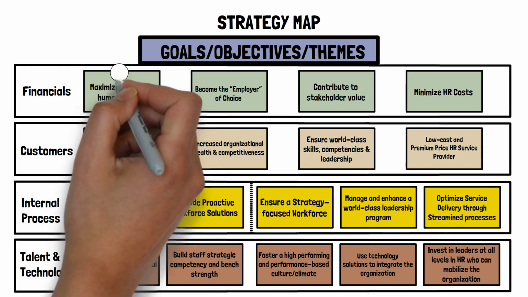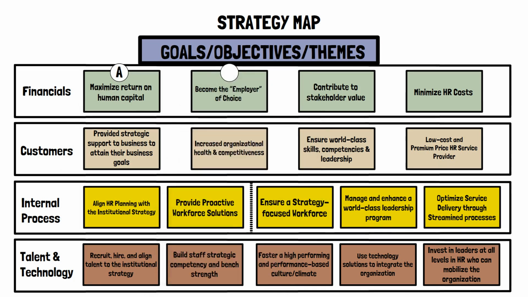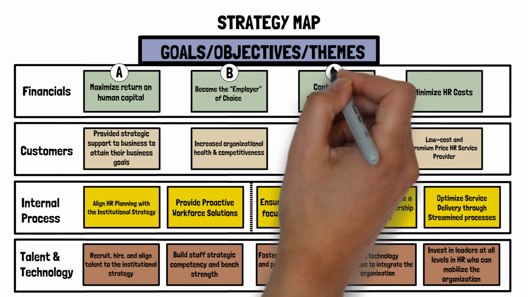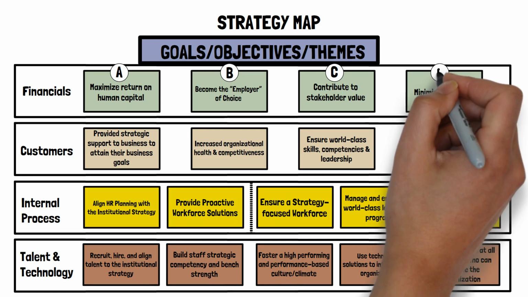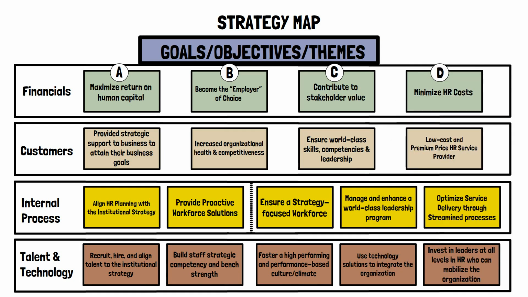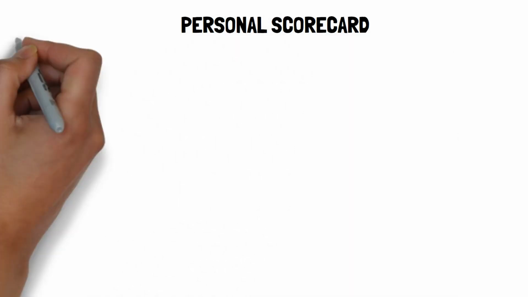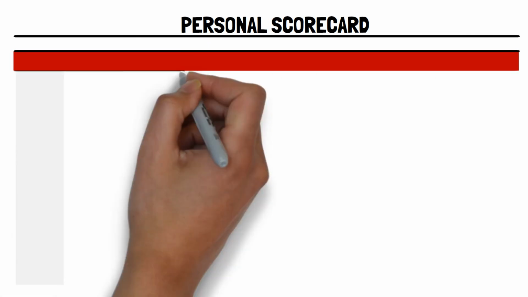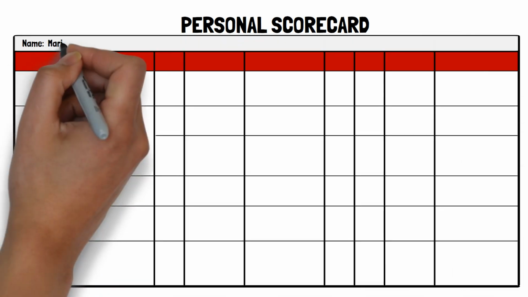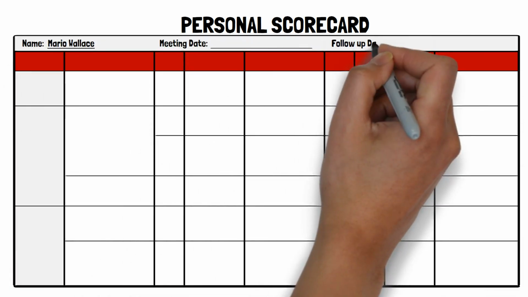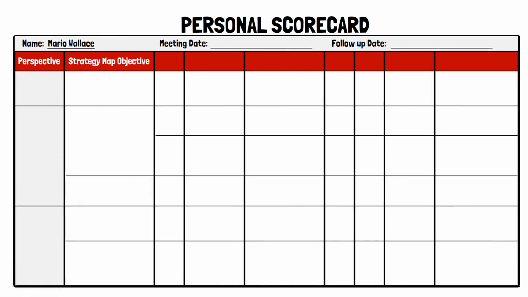For example, Employee A, Employee B, Employee C, Employee D. You must go through these activities first, and once you have determined this, then you build out the personal scorecard. These are the strategic objectives. Some of them were taken from the strategy map that you just saw. This is where we must tailor the objectives to each employee.